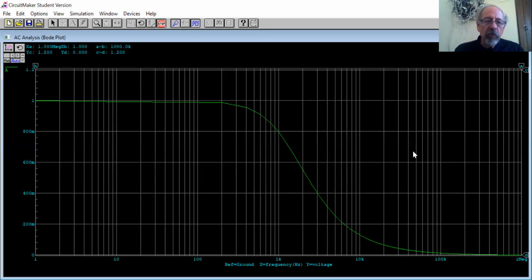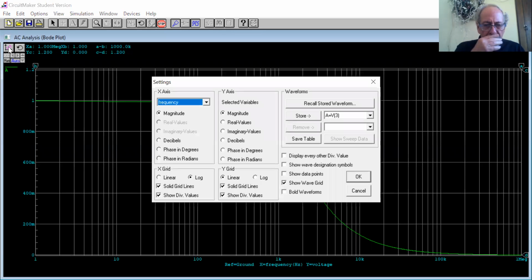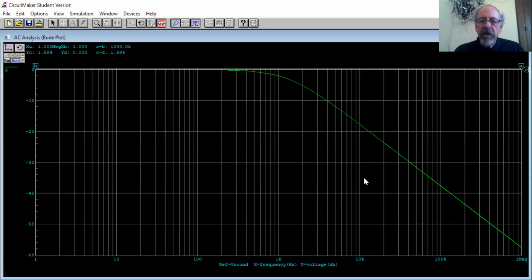This is not the preferred way that engineers, electrical engineers in particular, like to show this. I'm going to do one more thing. I'm going to change the y-axis to decibels. I'm going to hit OK, and now we have an even better representation. And dBs are ratios, by the way.